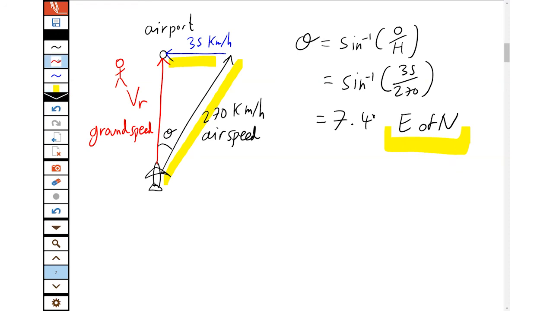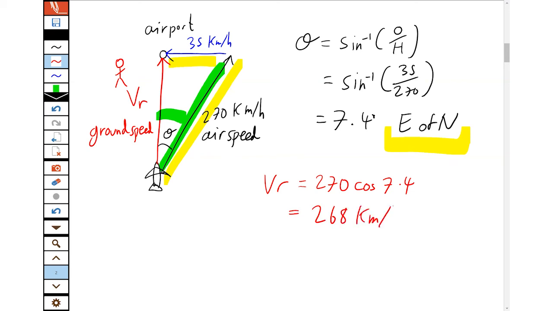Then, if we want to find the actual ground speed, well, that's pretty handy now, because we've got the hypotenuse and we've got the angle. And the ground speed is right next to the angle there, so that's the adjacent. So that's the airspeed times the cosine of the angle, which gives us a ground speed of 268 kilometers per hour. So we can see we're moving a bit slower effectively than the plane's top speed, but we land in an airport because of it. So, you know, that's a worthwhile trade-off.